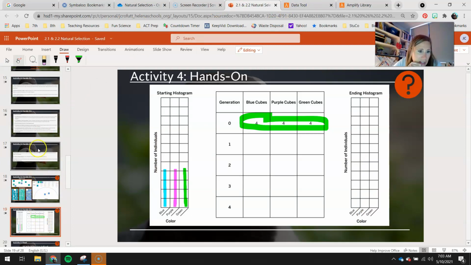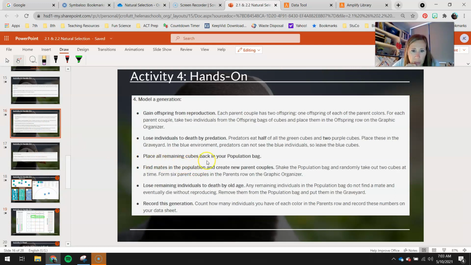All right. Moving on. Replace all 6 cubes back in your population bag. Find mates in the population and create new parent couples. Shake the population bag and randomly take out 2 cubes at a time. Form 6 parent couples in the row. So you're going to repeat this process basically. Now you have your population bag. Grab all your random parents. Figure out what their offspring are.